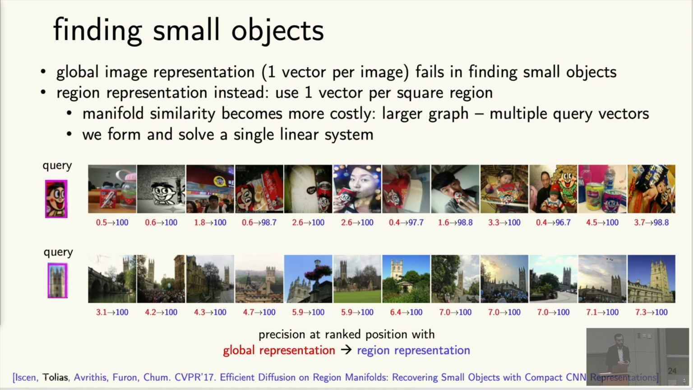regions. Now, one issue is that obtaining manifold similarity becomes more costly. We're dealing with larger graphs, and we have multiple query vectors for all the regions in the query. So what we do, we propose how to form and solve a single linear system instead of multiple linear systems for all these query vectors. In practice, performance is significantly improved, especially for small objects that are now retrieved in top-ranked positions, while otherwise, with a global image representation, they are missed from top-ranked positions.